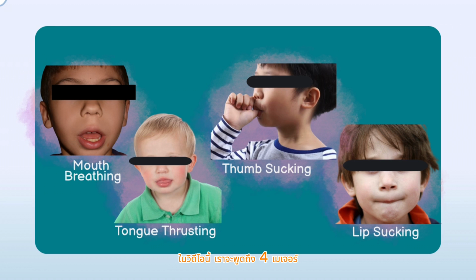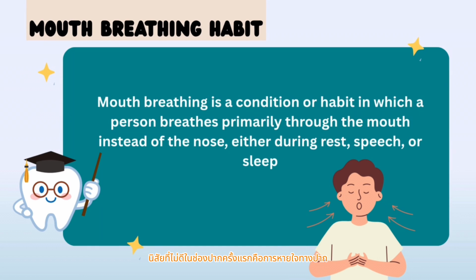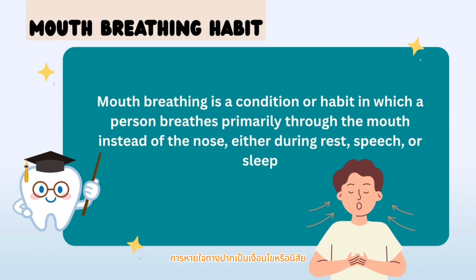In this video, we are going to talk about 4 major oral bad habits that can cause malocclusion, such as mouth breathing, tongue thrusting, thumb sucking, and lip sucking. The first oral bad habit is mouth breathing. Mouth breathing is a condition or habit in which a person breathes primarily through the mouth instead of the nose, either during rest, speech, or sleep.